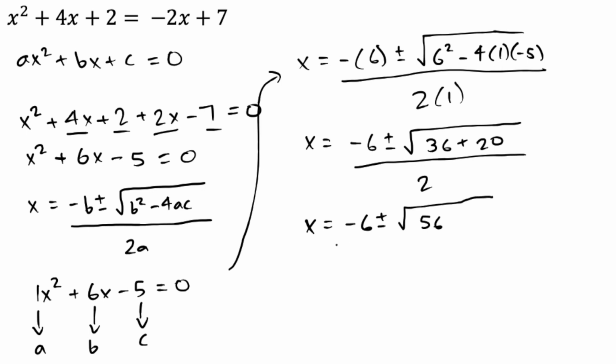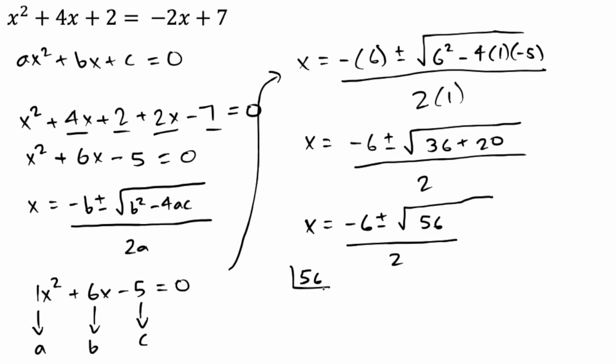56 all over 2. Now, let's see if we can get this in the simplest radical form. What can root of 56 be written as? Well, let's see what it can be written as. Let me do it in a better way.